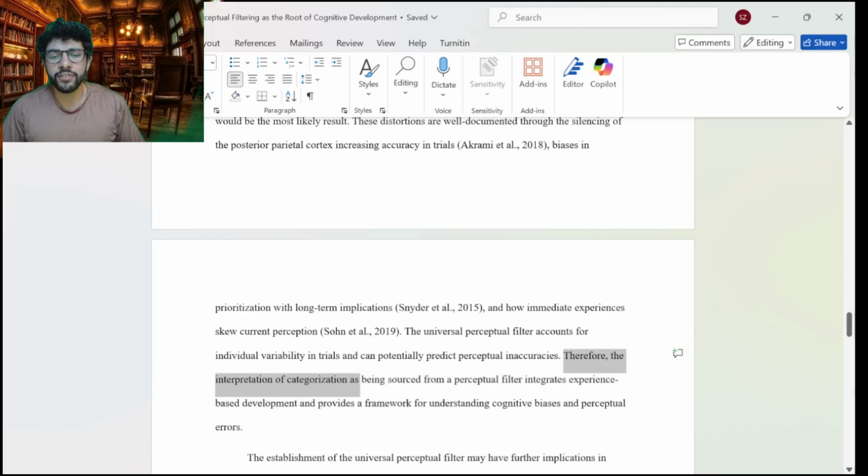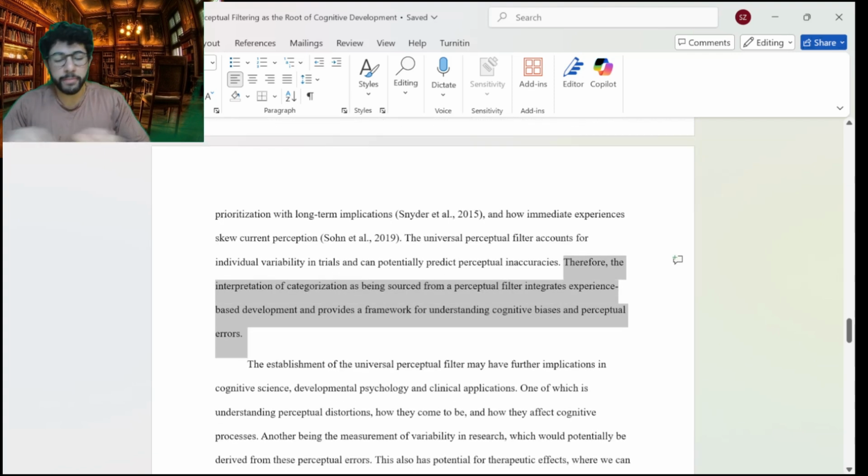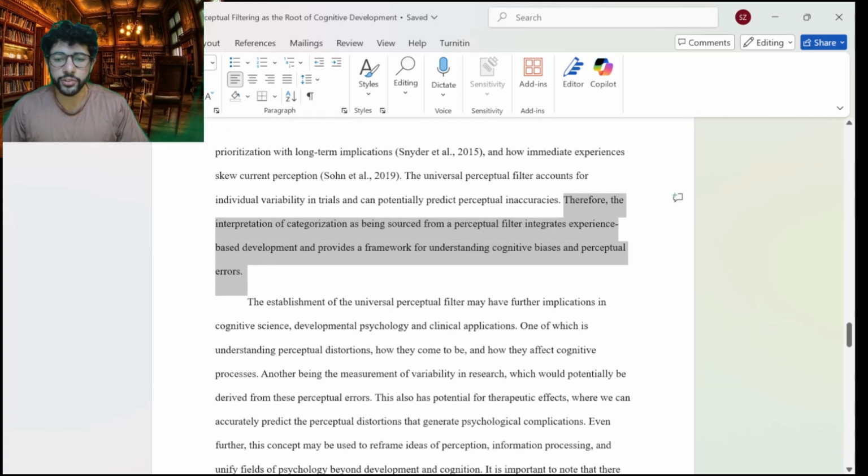Therefore, the interpretation of categorization as being sourced from a perceptual filter integrates experience-based development and provides a framework for understanding cognitive biases and perceptual errors. Okay? So basically, if we follow the logical progression of everything I've said so far, this interpretation of a universal perceptual filter and of construction of reality, integrating and unifying these two fields, would explain cognitive biases and perceptual errors, explain variability in trials, explain numerous other things, and unify a bunch of other different fields of psychology.